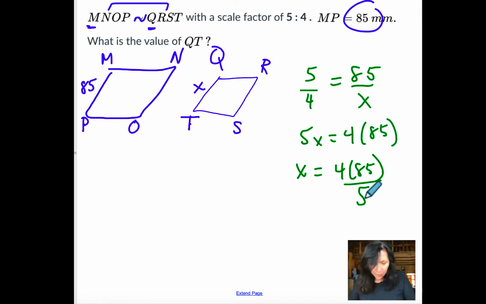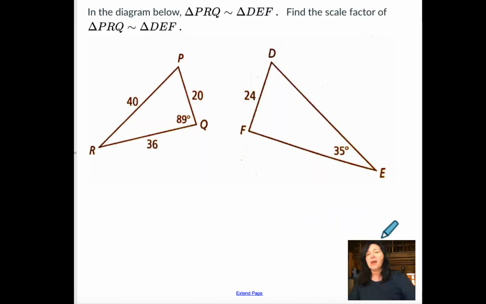So I'm going to go 85 times 4 equals, and that equals 340. And I'm going to divide that by 5, and I now have 68. So x has a value of 68. Okay. The next problem says PRQ is similar to DEF.